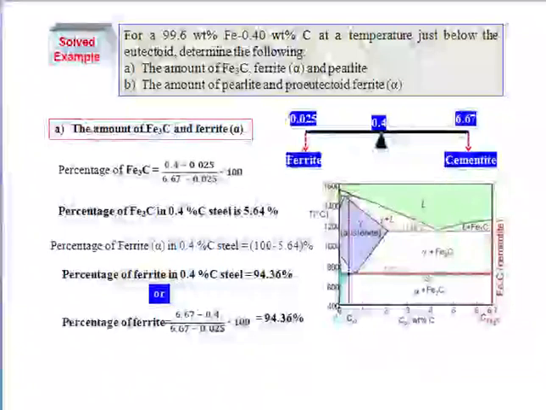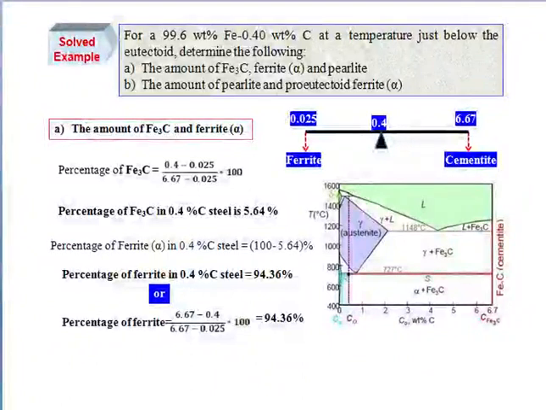For a 99.6 weight percentage iron, 0.4 weight percentage carbon at a temperature just below the eutectoid, determine the following: the amount of iron carbide, ferrite and pearlite, the amount of pearlite and pro-eutectoid ferrite. You have to find out the solution of this problem by applying lever rule.